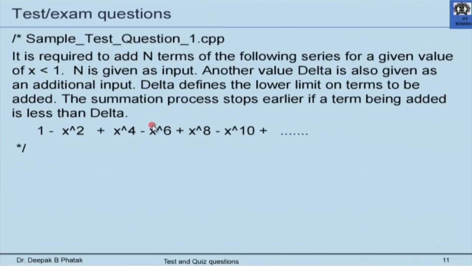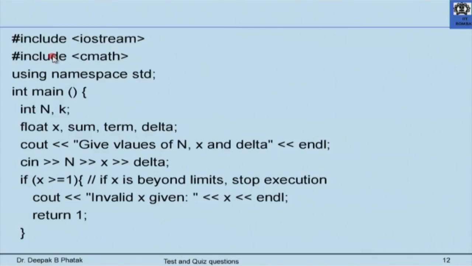Now, for us at least the solution is obvious. We'll set up an iteration to successively evaluate the terms of this series and add them into a growing sum. However, we'll also check whether the particular term is less than delta or not. If it is, we will quit the iteration. Here is a program which effectively does the same thing. I define the variables sum, term, delta, x, integers n, k, etc., and I read the value of n, value of x, and value of delta. So these are the input statements.